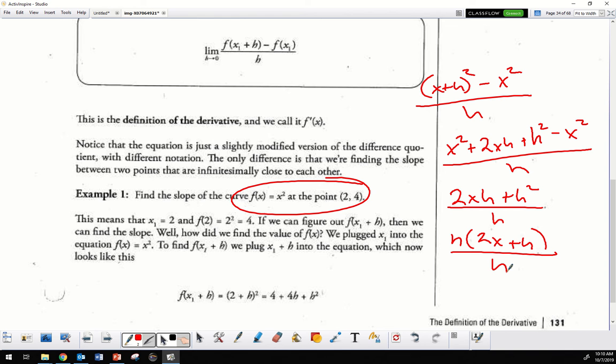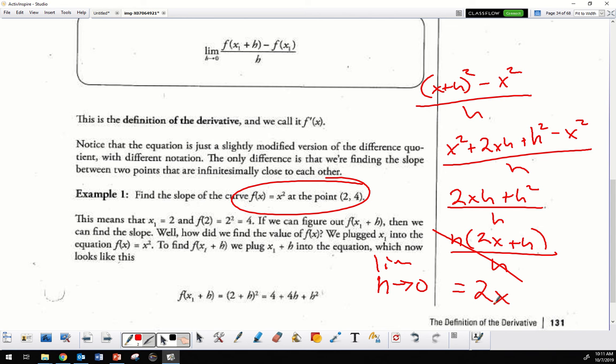And now I can cancel out my h because I'm taking the limit as h goes to 0. Now that I canceled out my h, can I plug in 0? Say yes. So my answer is going to be just 2x.